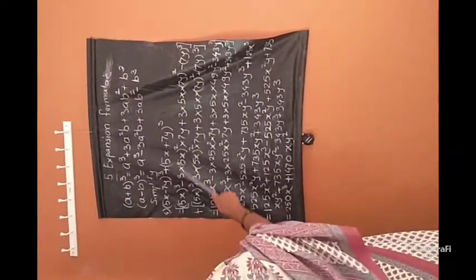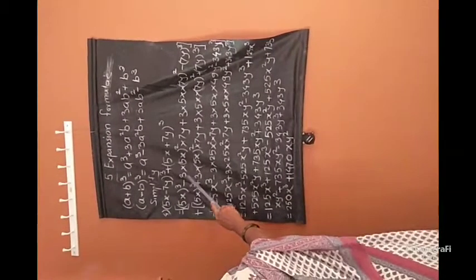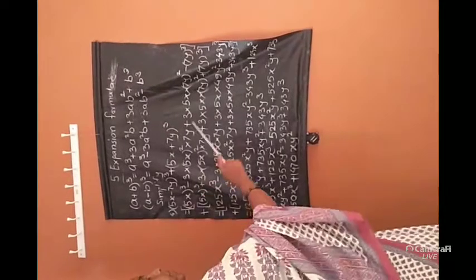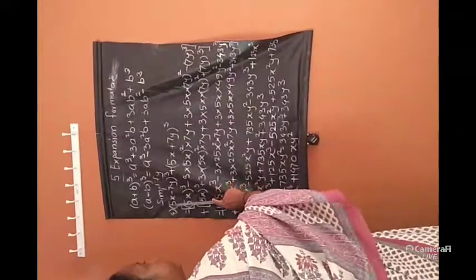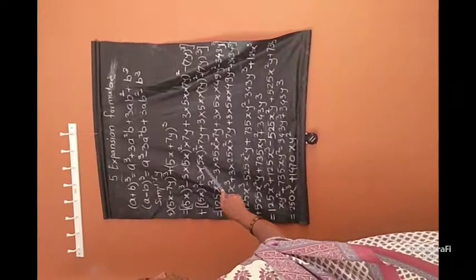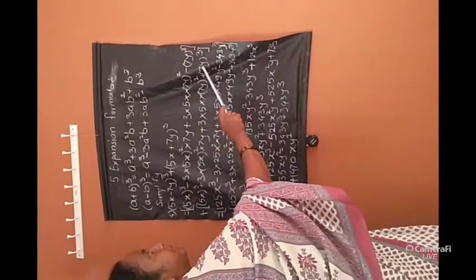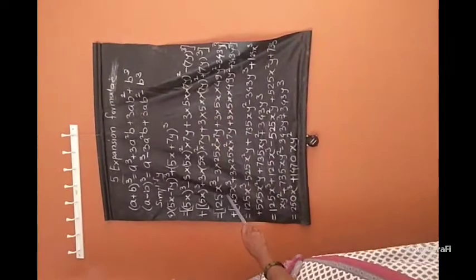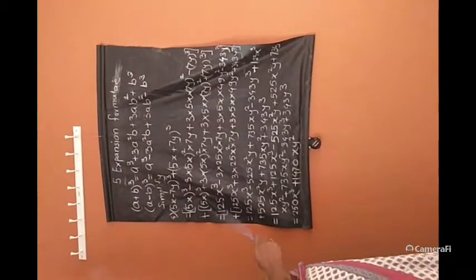Now see, the first bracket is expanded according to the second formula, that is (a − b)³. The expansion will be (5x)³ − 3(5x)²(7y) + 3(5x)(7y)² − (7y)³. I have expanded the first bracket using this formula. Now take the addition sign in between them, and expand the second bracket using the first formula. According to it, (5x)³ + 3(5x)²(7y) + 3(5x)(7y)² + (7y)³. Now find the values of these cubes and squares.